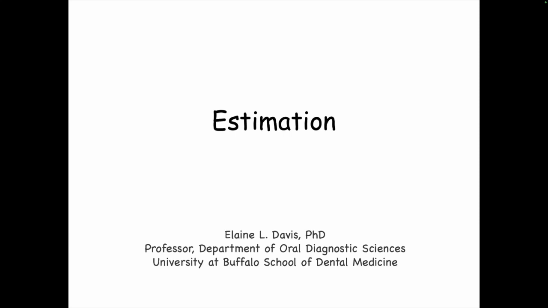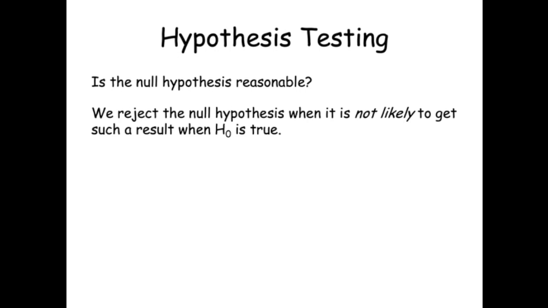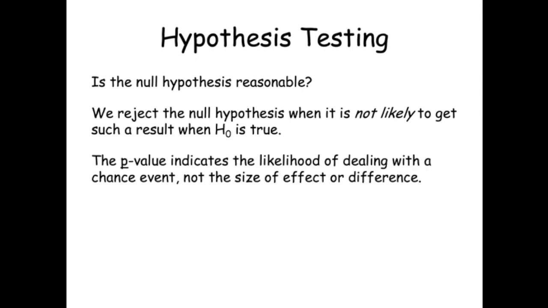This video provides an introduction to estimation. With hypothesis testing, we test the reasonableness of a null hypothesis, which we reject when the p-value is less than the significance level. But a p-value only tells us the likelihood of dealing with a chance event. It does not tell us anything about the size of the effect, that is, how different the results are from the null hypothesis.